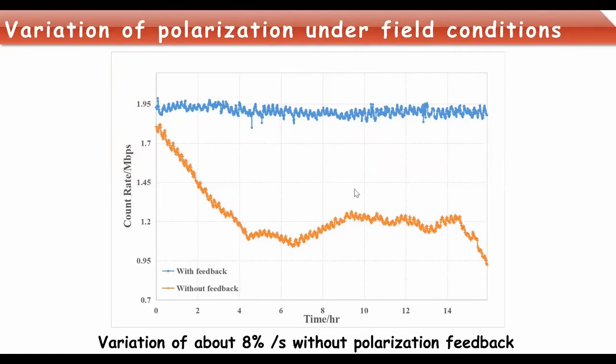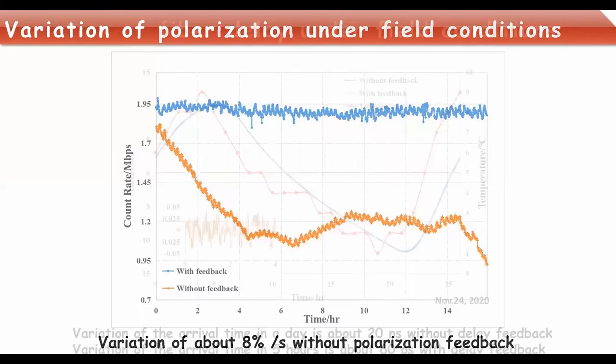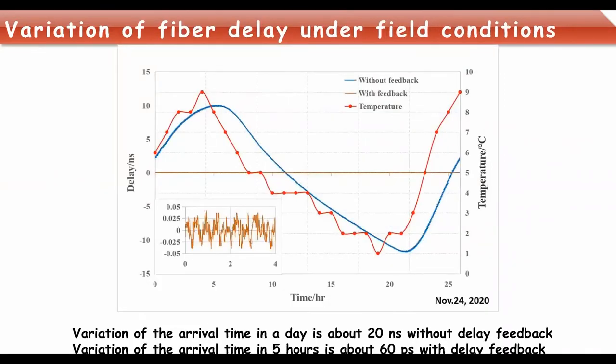For the polarization, it varies in the deployed fiber. So we do some feedback in this system, and you can see the blue line is the feedback, and we can fix this problem. Also, the arrival time changes because of temperature. You can see the red line is the temperature change, and the blue line is the photon pulse. The photon pulse actually varies together with the fiber, roughly proportional to the fiber temperature. So we use some feedback to control that and fix this drift.